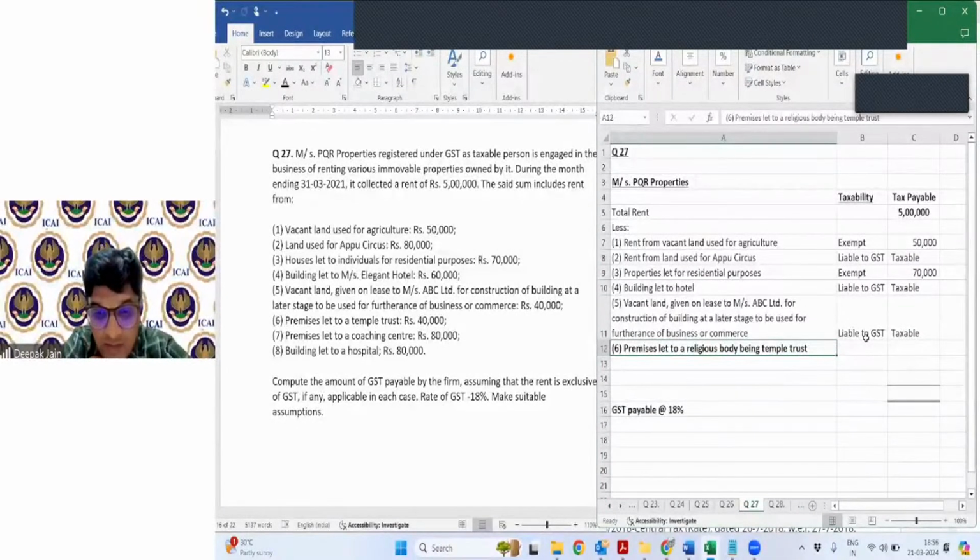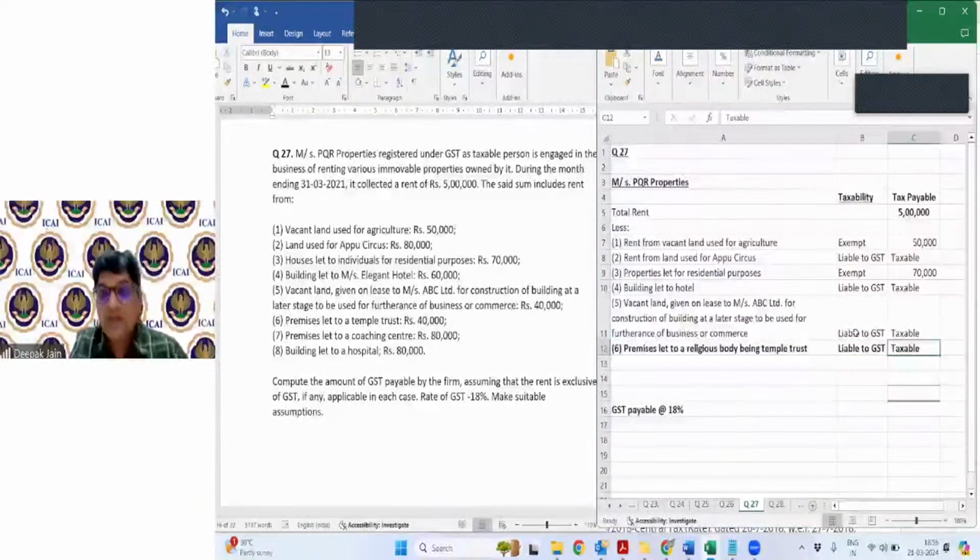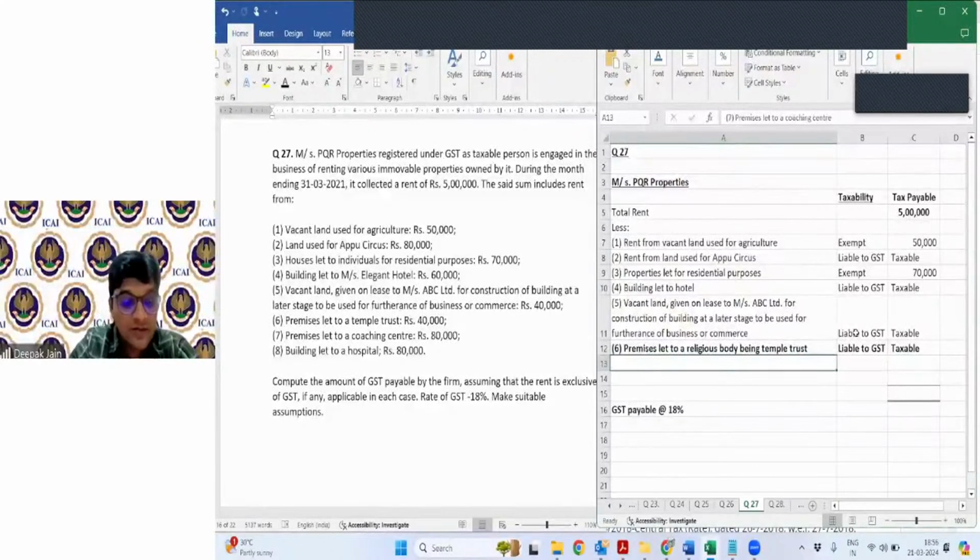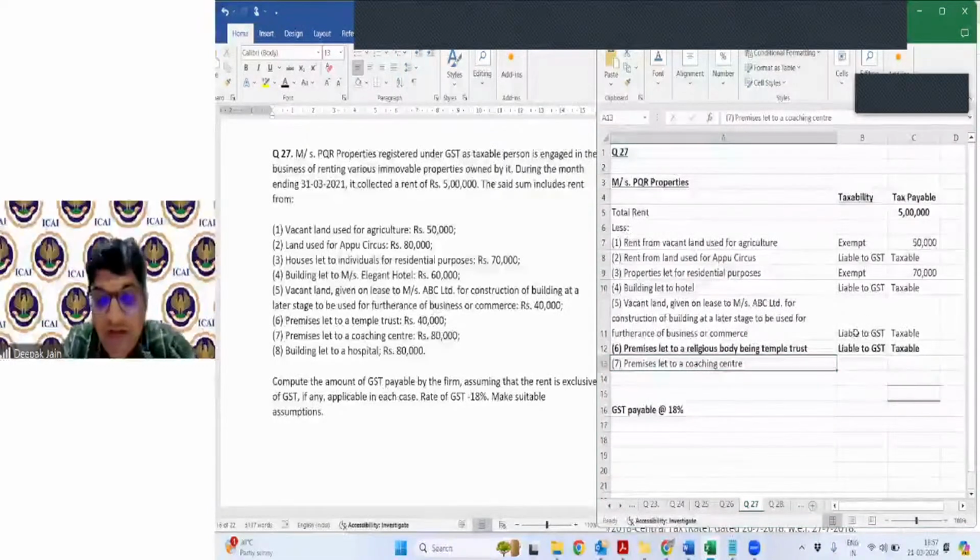Sixth one, taxable. Yes, everybody is giving a correct answer. Even though it is for a religious body, for a temple trust, it is liable to GST. There is no exemption. Seventh point, premises let to a coaching center where students come and learn, right? So shouldn't it be exempted? Services provided to a trust are taxable and land also taxable. Correct. That's why the sixth one is taxable.